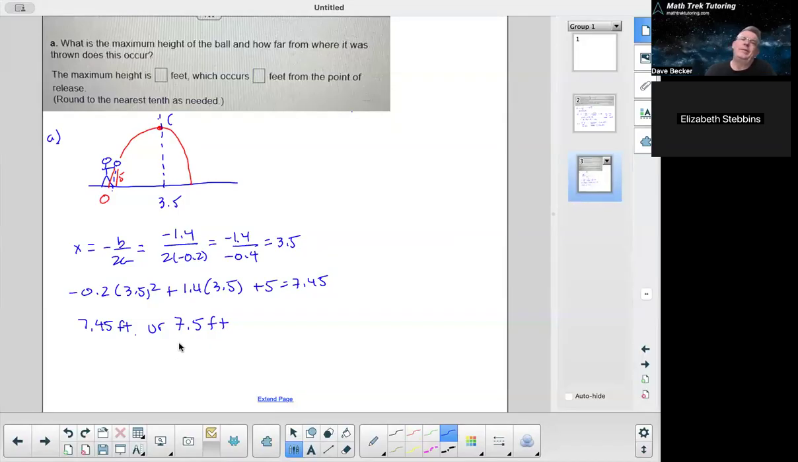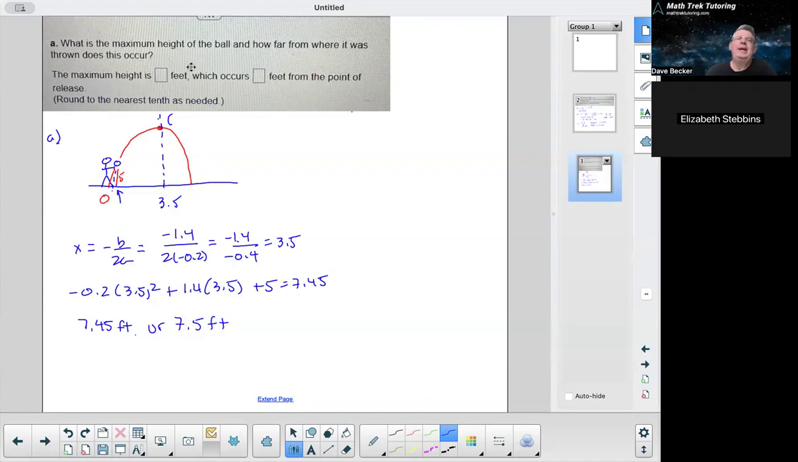I can't think of another way. I guess what we could do, since it's perfectly symmetrical... no, that's not going to help. Okay, here's what I would do. If I find the value of x when y is 5, then I have the x coordinate. Does that make sense? Yes. And then I can take 3.5 minus that x coordinate. Okay.